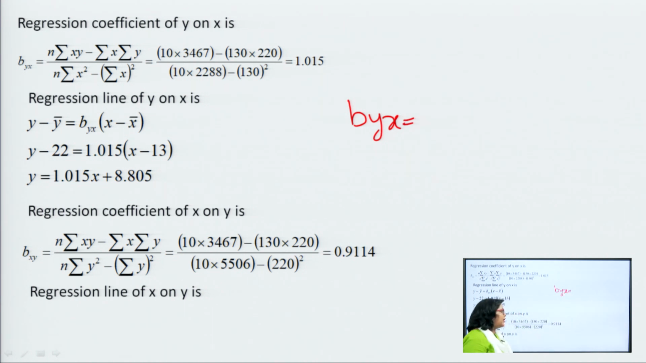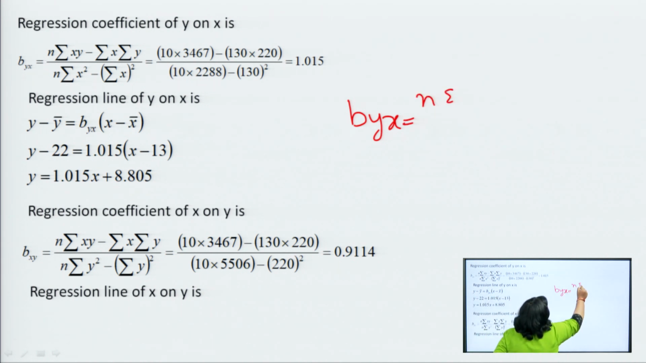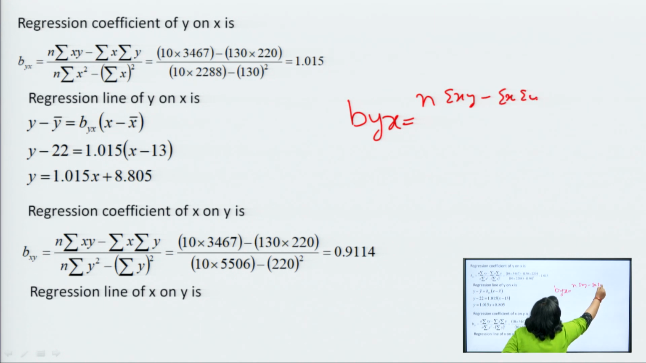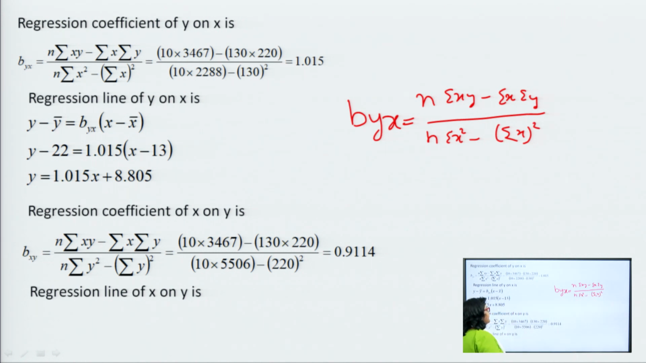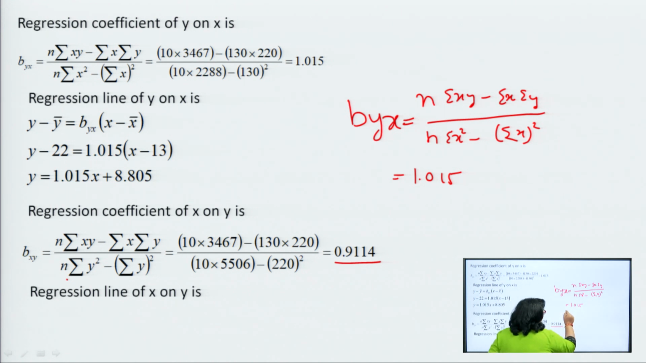We know the formula: n summation xy minus summation x summation y upon n summation x square minus summation x whole square. Putting the values here, we get 1.015. In a similar way, we find the value of bxy. bxy is n summation xy minus summation x summation y upon n summation y square minus summation y whole square, which is 0.9114. And now, what is the line of regression equation?